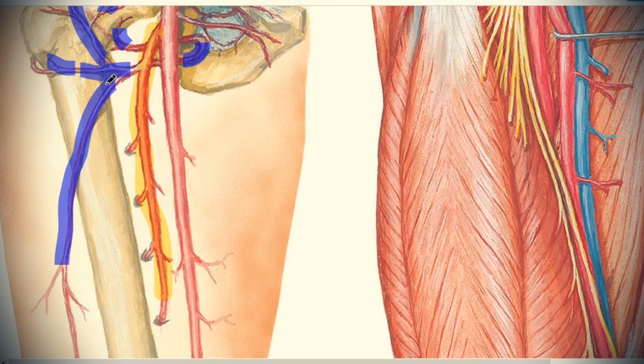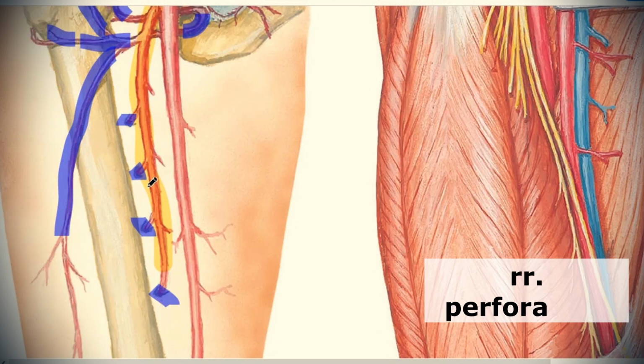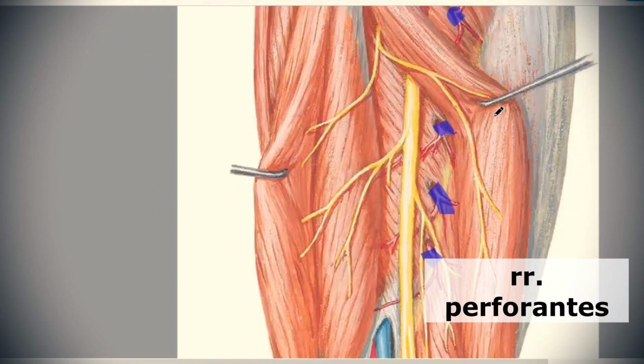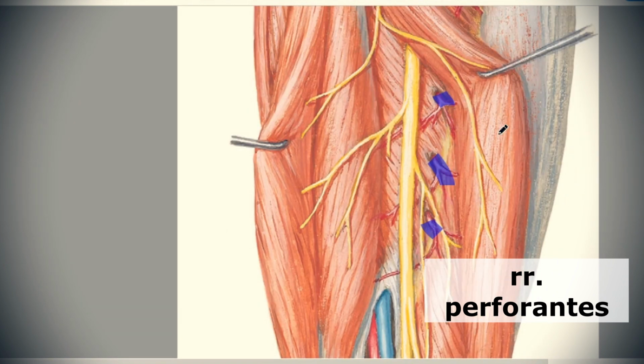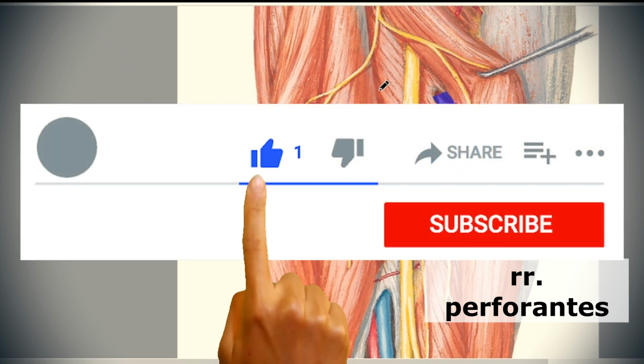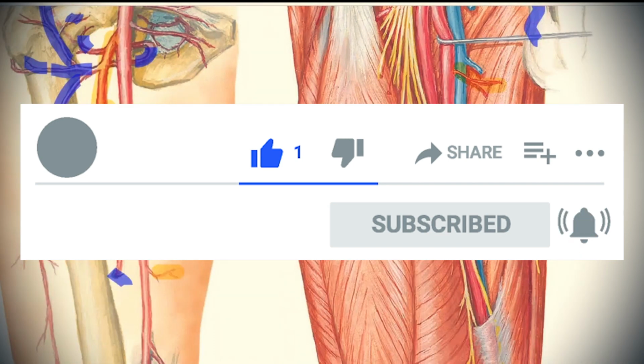And then profunda femoris goes down and, as you can see, gives 4 perforating branches. They are called rami perforantes or arteriae perforantes. They penetrate musculus adductor magnus. Here they come to the back side and supply the posterior group of muscles of the hip. It's biceps femoris, you remember, semitendinosus, and semimembranosus muscles. So I guess that's all about this topic.